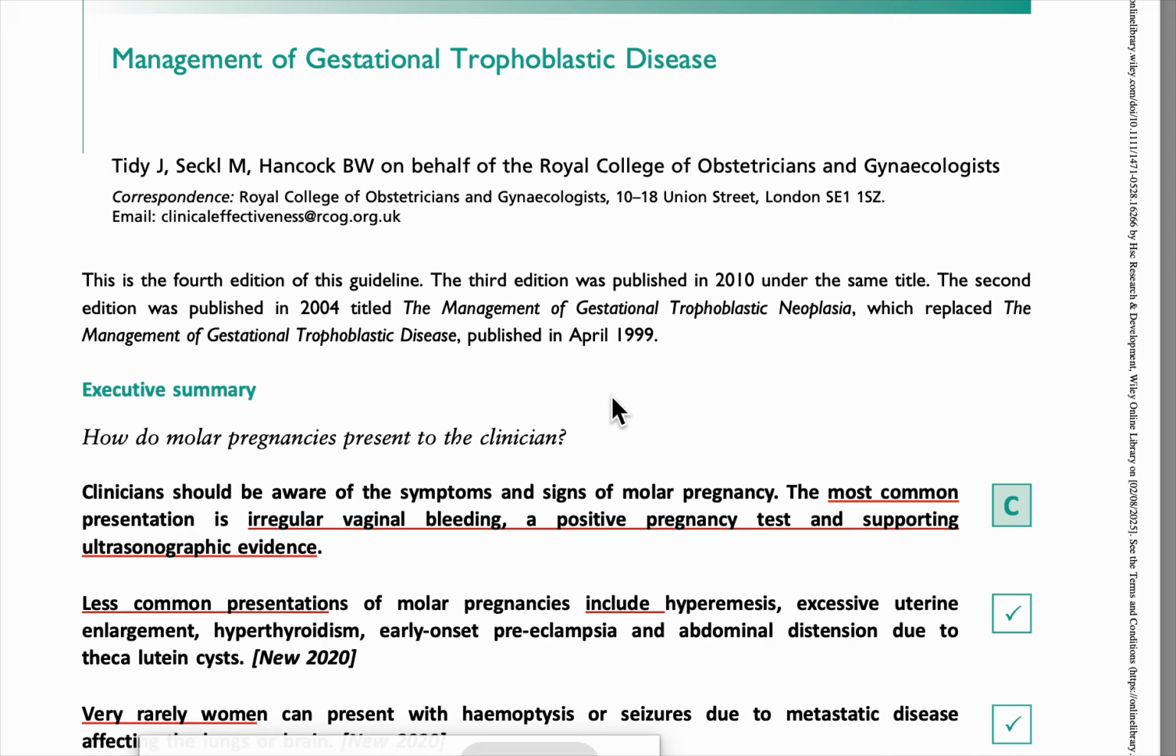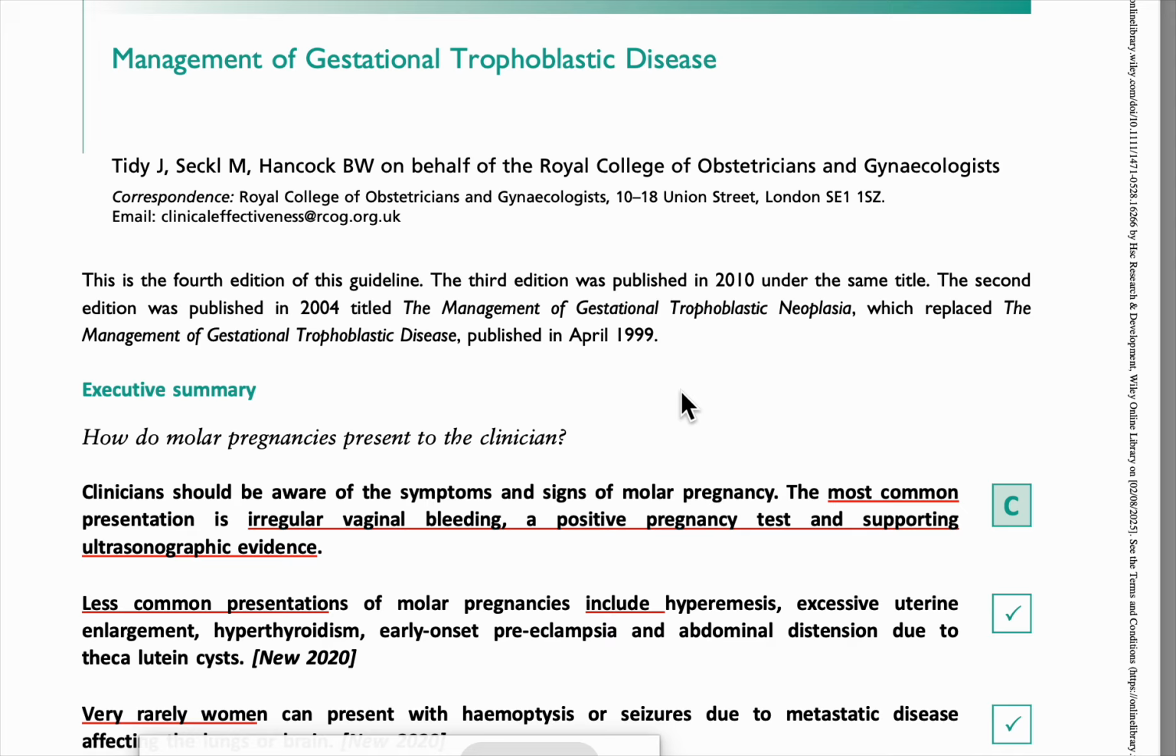The last scenario of the MCQ will be that the patient presents with seizures and hemoptysis. These are very rare metastatic symptoms of molar pregnancy, when it goes to gestational trophoblastic neoplasia. So this is a rare presentation. In the MCQ, the question I am telling you, I already made it, but we will do this MCQ if we have time today, otherwise tomorrow.